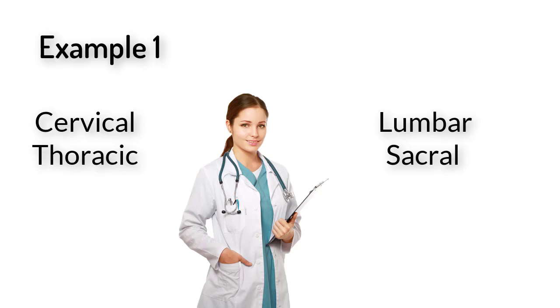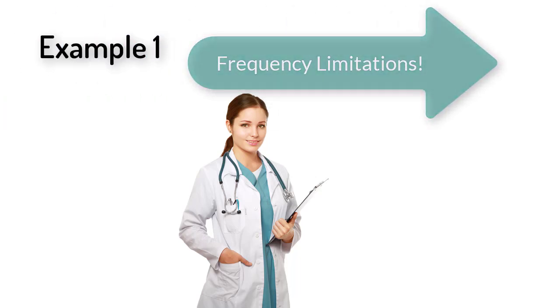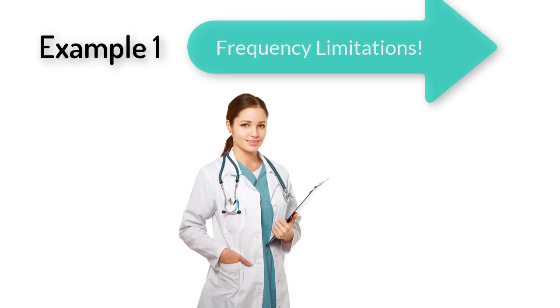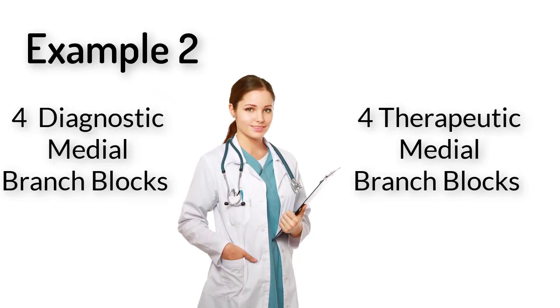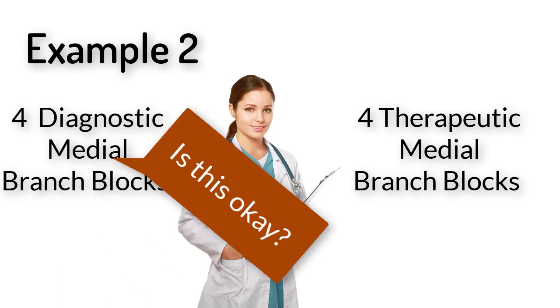If the provider performs a second RFA on the opposite side in the same region, the frequency limitation of 2 injections in a 12-month period has been met. An example of this would be giving an injection in the left lumbar sacral site, followed by a second injection in the right lumbar sacral site. Example 2. The provider wants to give 4 diagnostic medial branch blocks and 4 therapeutic medial branch blocks in a rolling 12-month period. Is this okay?